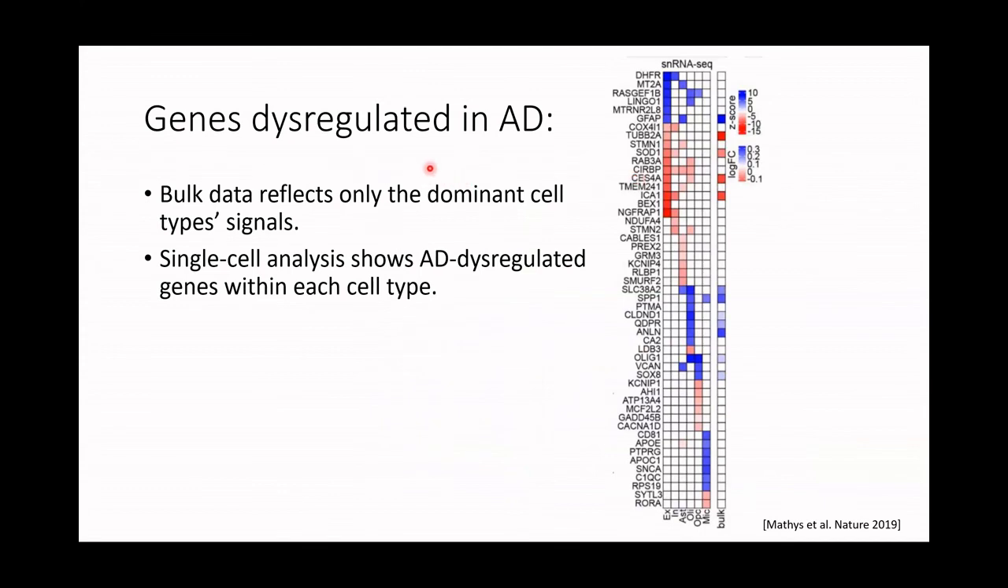What do I mean by dysregulation? These genes are changing in their average expression, right? So let's look at this particular gene. Blue color means it is increasing in Alzheimer's, compared to red, which is decreasing in Alzheimer's, right? So you can see here this gene called SPP1. Let me give you the legend for this. The rows are all the genes, okay? And this is your snRNA-seq, and this is your bulk RNA-seq.